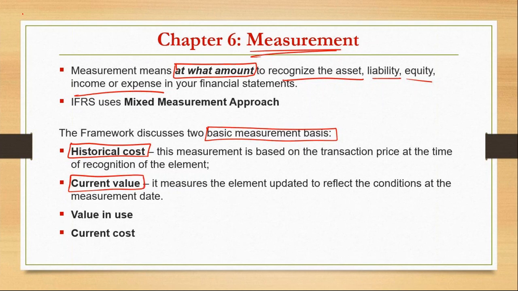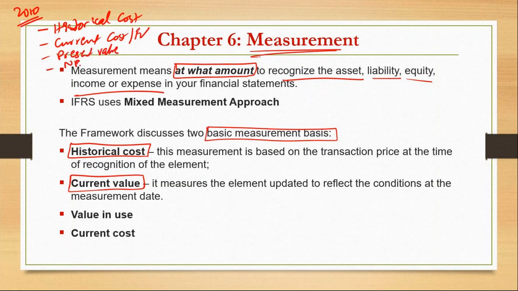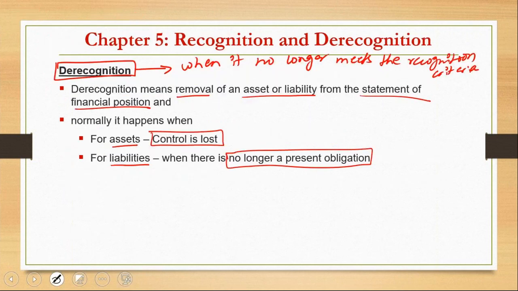Now, if we talk about the previous 2010 framework, it had four measurement techniques: historical cost, current cost, which means the fair value, present value, and the net realizable value. These were four values which were the measurement techniques allowed by the previous 2010 framework.